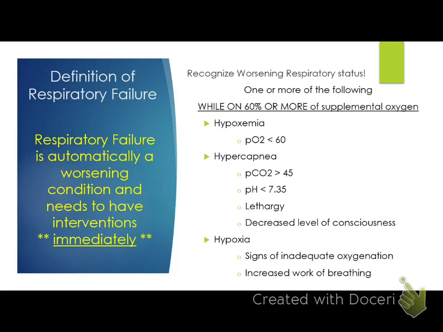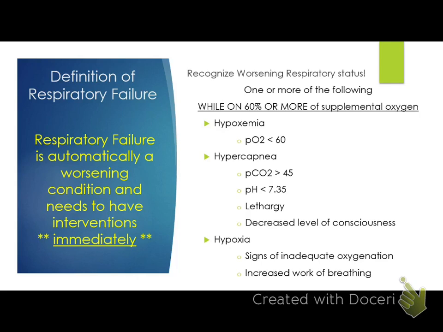Hypercapnia. What is a normal CO2? 35 to 45. So they're saying anything above 45 with a pH of less than 7.35, which means they are acidotic, right? Respiratory acidosis. So pH 7.32 and a CO2 of 48, that could be considered respiratory failure if you are on 60% or more. So you get one or more of the following. You don't have to hit all three. You can have a PO2 of 80 in respiratory failure if you are hypercapnic.